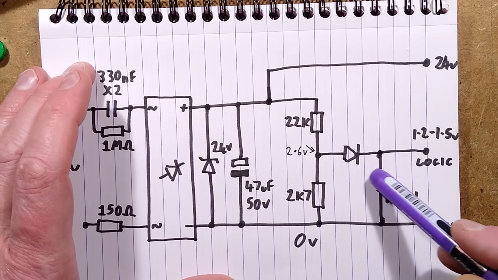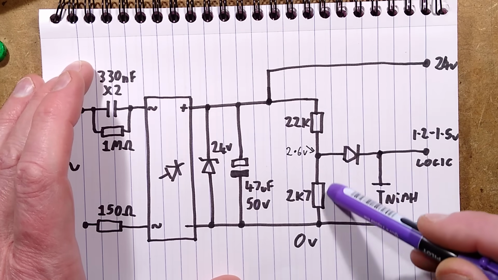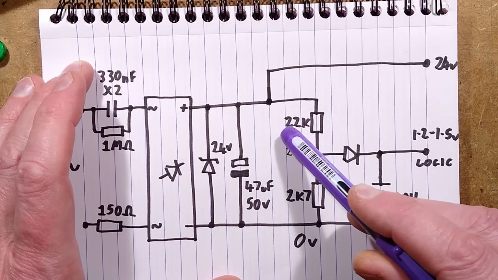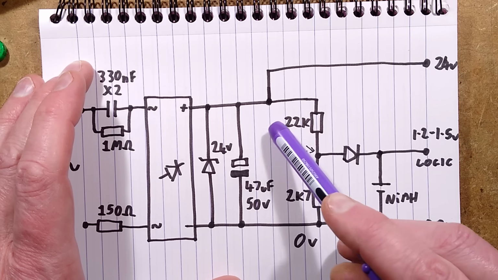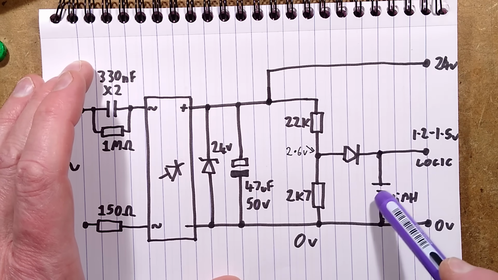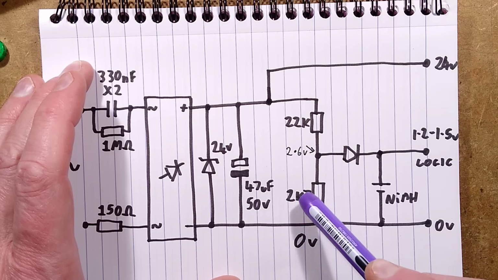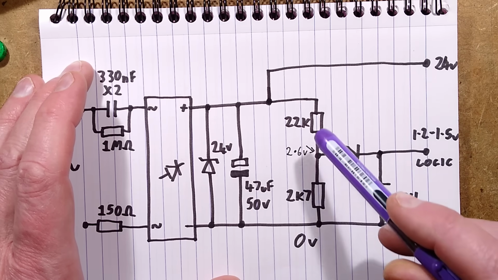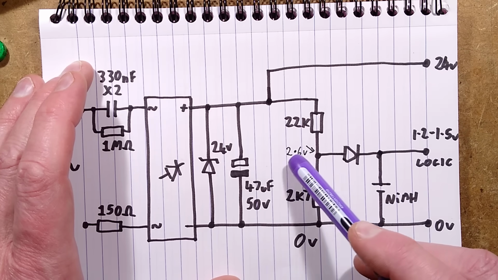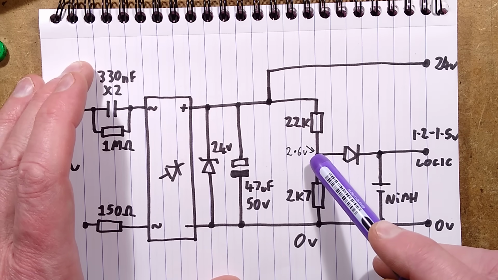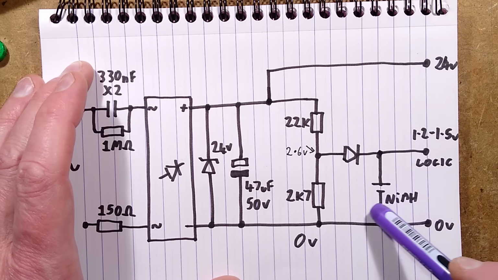And to give it its charge current, it uses a potential divider across the 24 volts. It's got a 22K resistor, which is the main current limiting resistor to the charging of this nickel metal hydride cell. And then it's got this 2K7 resistor, which caps the voltage here to about 2.6 volts. And that then goes via this diode and charges the cell.